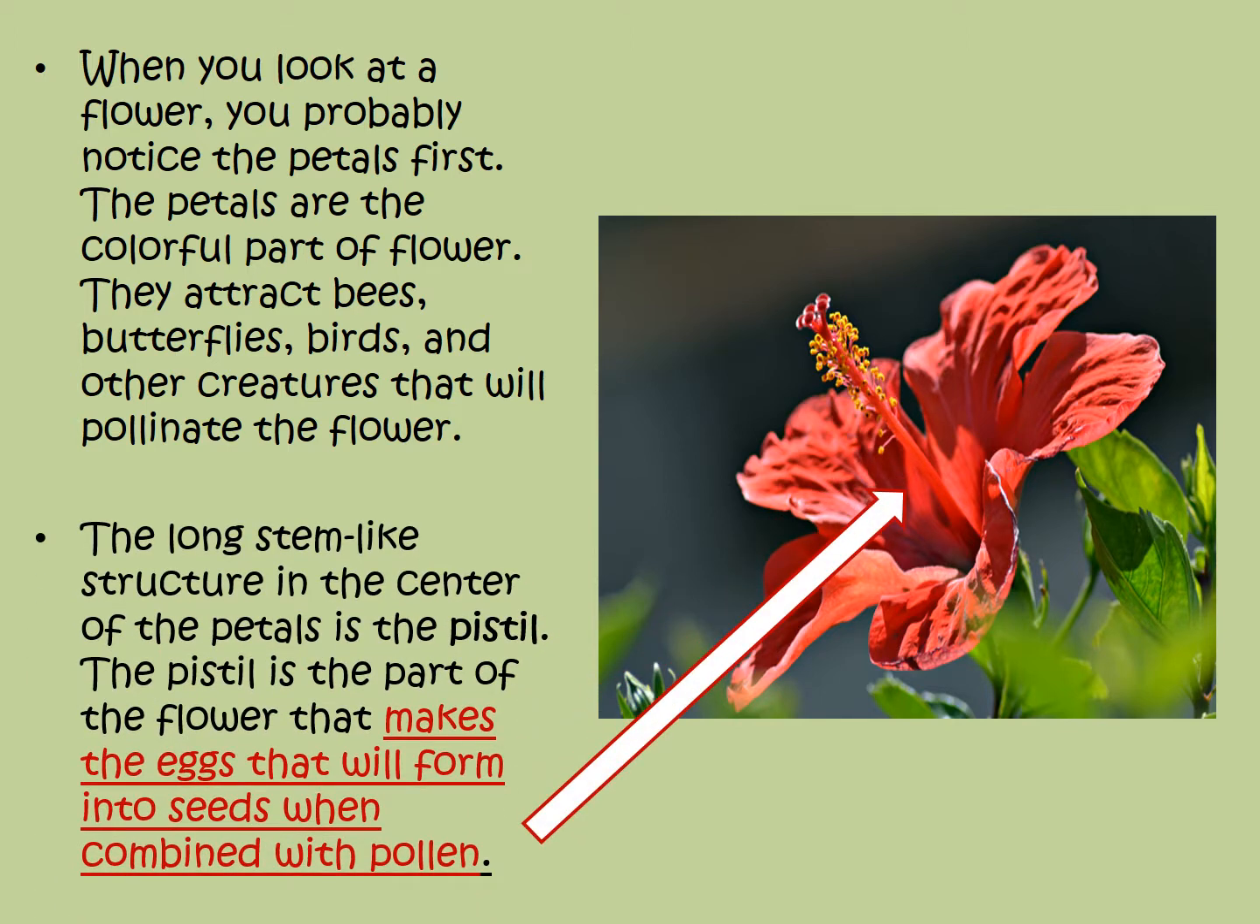The long stem-like structure in the center of the petals is the pistil. The pistil is the part of the flower that makes the eggs that will form into seeds when combined with pollen. Go ahead and write that in your notes.